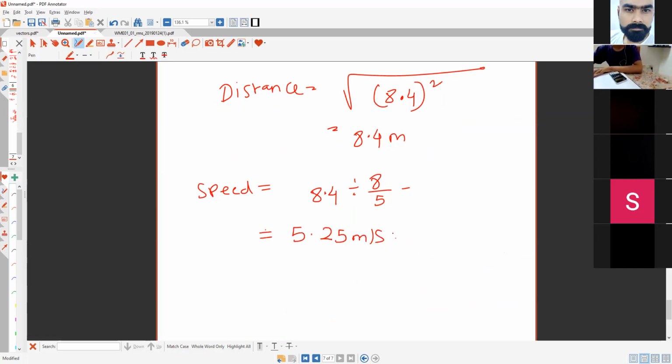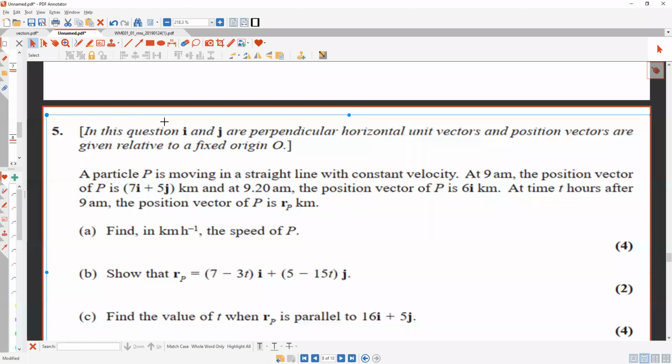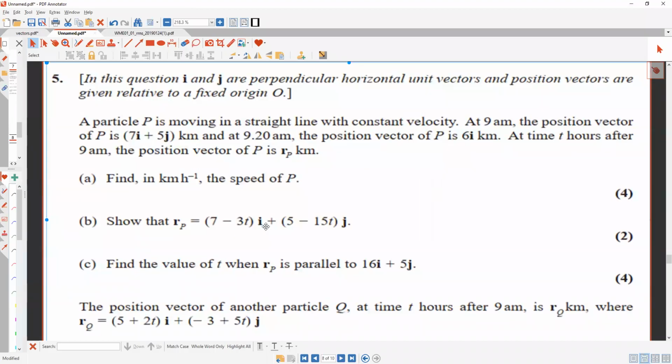Everyone understood? I'm pausing the recording, then I'll give you guys the next sum to do now. Okay, so this is the next question we are doing. The year is June 2018 IL. Okay, so they say there is a particle P moving in a straight line with a constant velocity. At 9 a.m., the position vector of P is 7i plus 5j. And at 9:20 a.m., the position vector of P is 6i kilometer. Fine. So now, can you see this is 20 minutes now? You guys know 60 minutes is 1 hour.